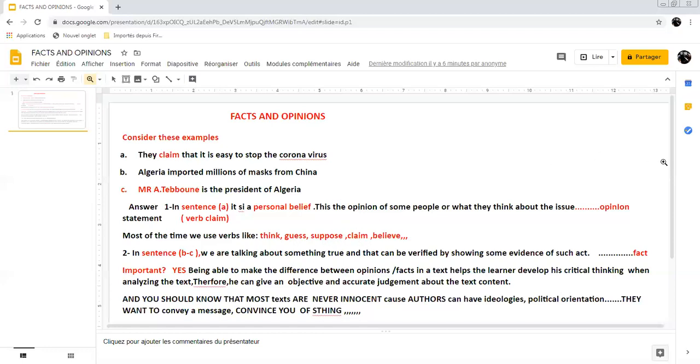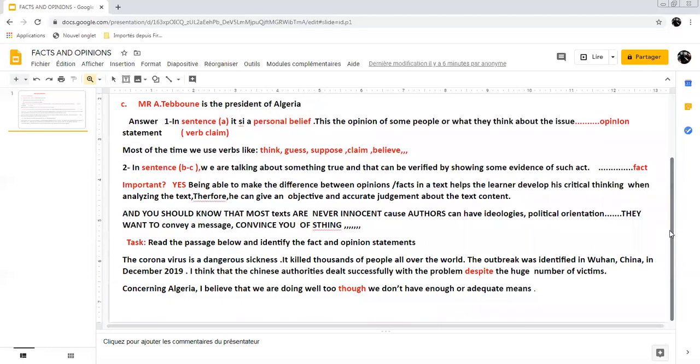Now, are facts and opinions important for learners? Yes, especially at third year level, of course, because the students here should make the difference. They should be able to make the difference between opinion and fact, because it helps them develop their critical thinking when they analyze the text or they criticize the author. Therefore, they can give an accurate and objective judgment about the content.